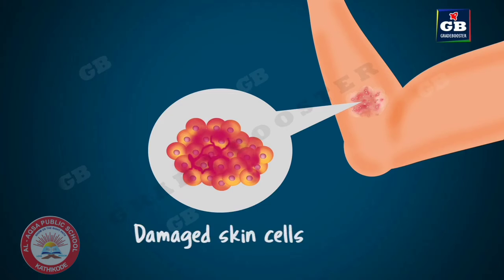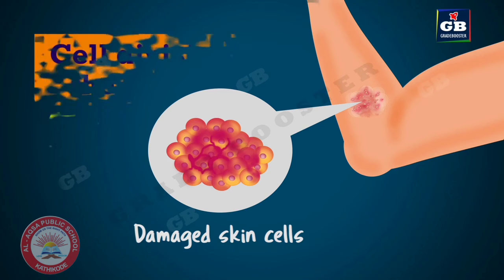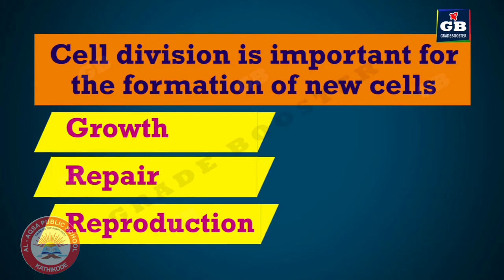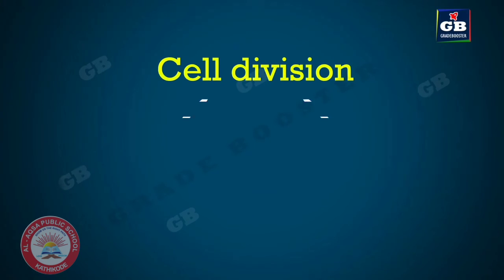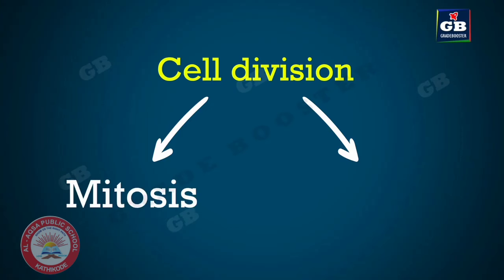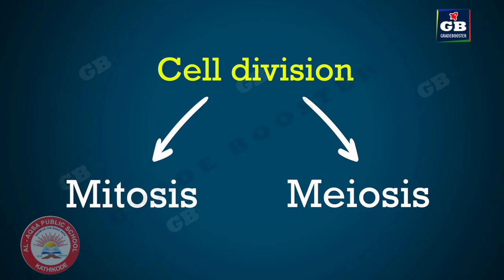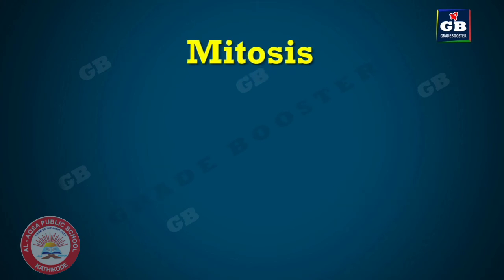Our cells sometimes get damaged. To replace these damaged cells, cell division is necessary. So, cell division is important for the formation of new cells, their growth, repair, and reproduction. Now let us see the different types of cell division. Cell division is mainly of two types, mitosis and meiosis. First, let us see mitosis.